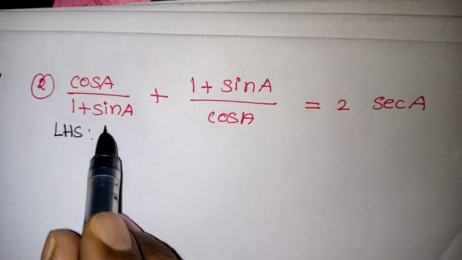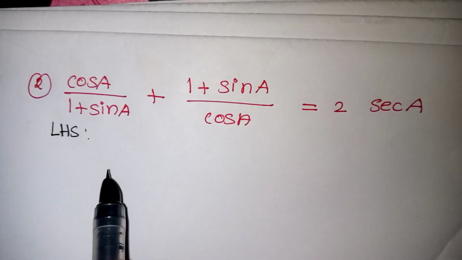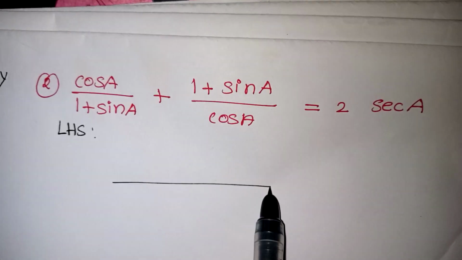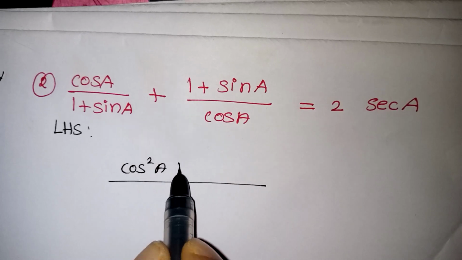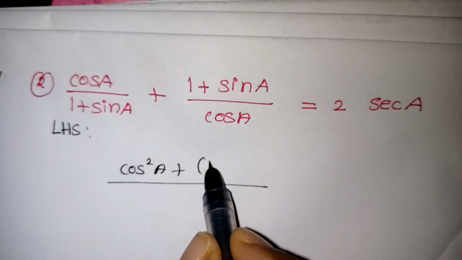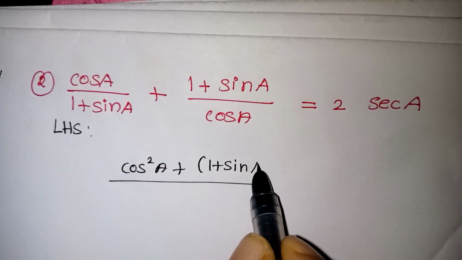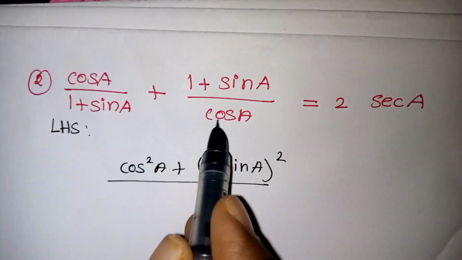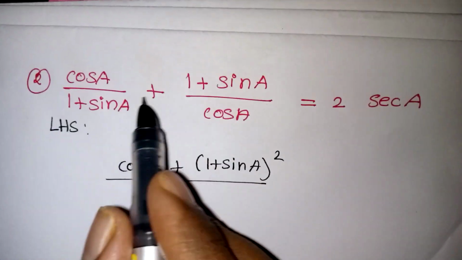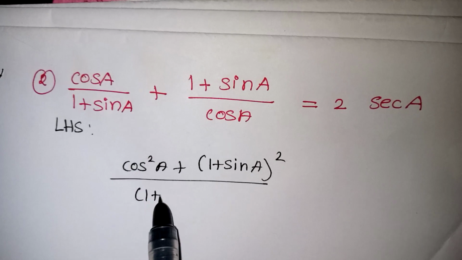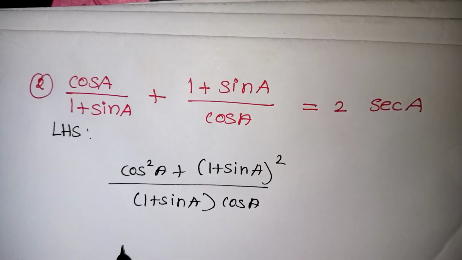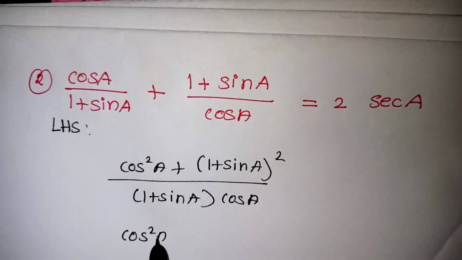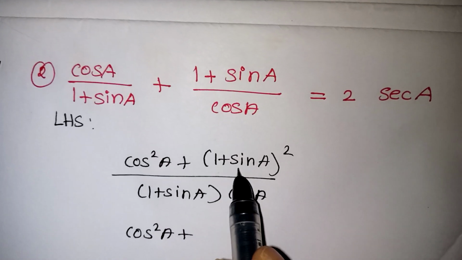So look at the denominators, they are different, but I am going to take the LCM to solve the problem. So here cos into cos will become cos squared A, plus 1 plus sin A into 1 plus sin A will be written as 1 plus sin A the whole square, over the denominator multiplied as it is. We are doing cross multiplication for the LCM. So the denominator is 1 plus sin A into cos A. Now this cos squared A you keep as it is. Now this one looks like 1 plus sin A the whole square.